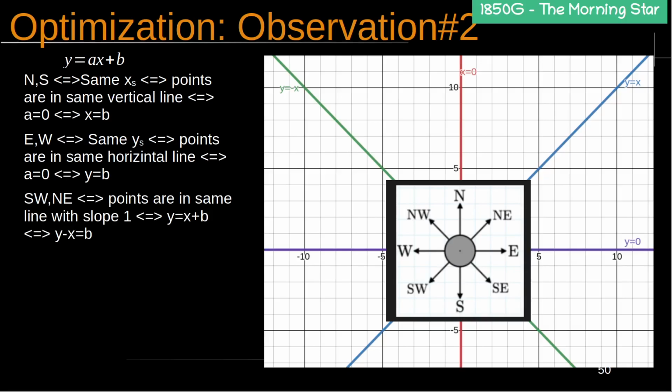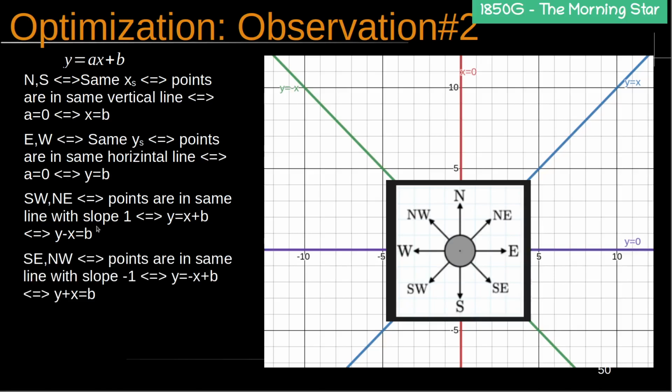For the other directions, southwest or northeast, this direction here or here, the slope is equal to 1. So we can say that y is equal to x plus b. So we can say that y minus x is equal to b, constant b. The other direction, southeast, northwest, points are on the same line with the slope minus 1. Y is equal to minus x plus b. So y plus x is equal to b.